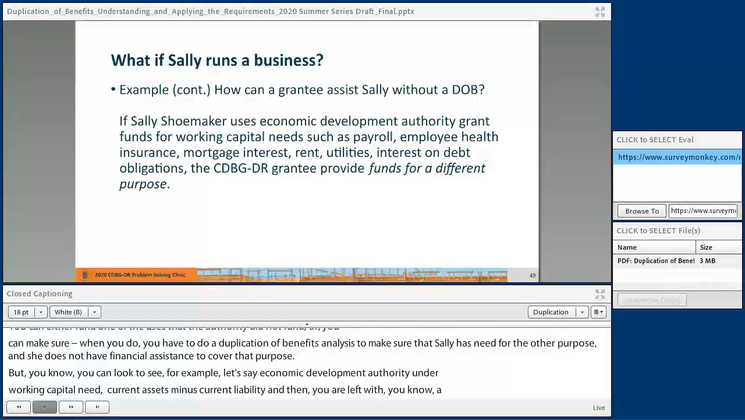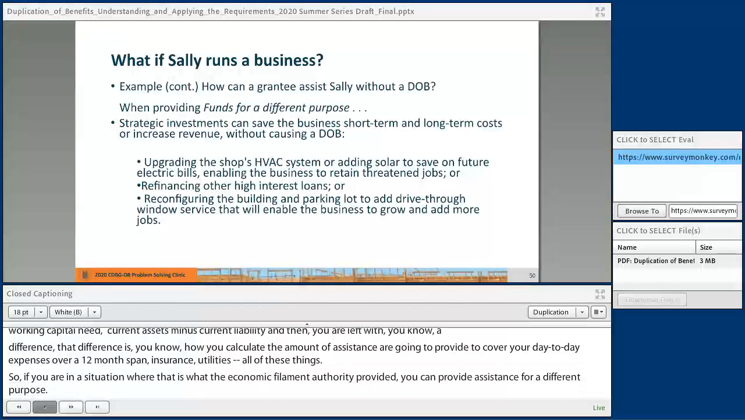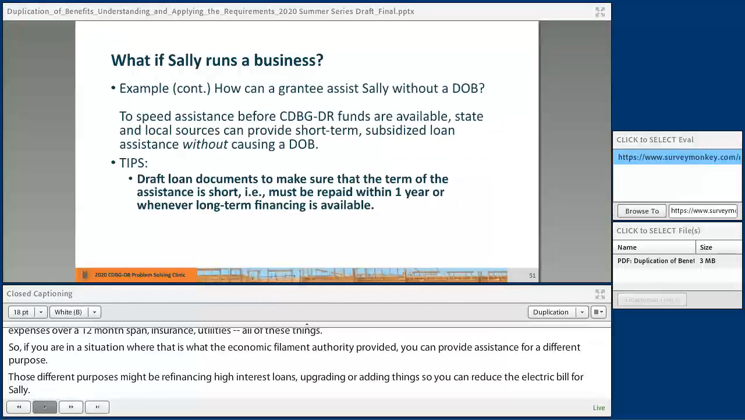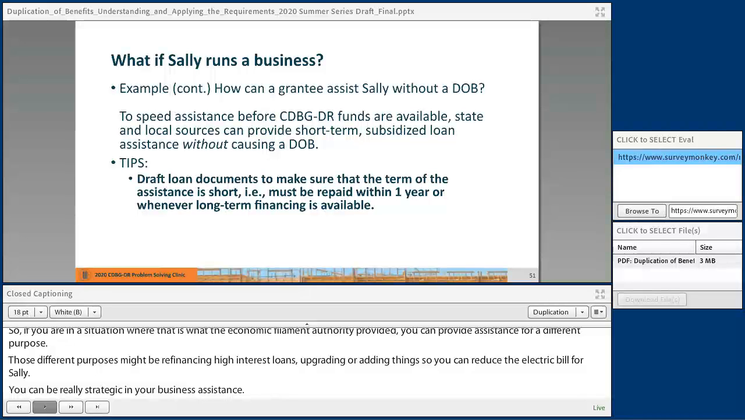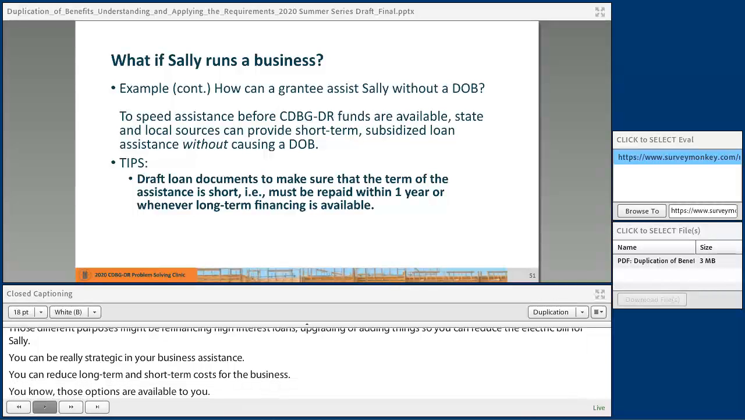So if that's what the Economic Development Authority provided, you can provide assistance for a different purpose. Those different purposes might be refinancing high-interest loans, upgrading the HVAC system, or adding solar just so you can reduce the electric bill for Sally. You can be really strategic in your business assistance so that you can reduce long-term and short-term costs for that business. Those options are available to you. But you really need to think about how you're going to provide assistance without causing a duplication of benefits.